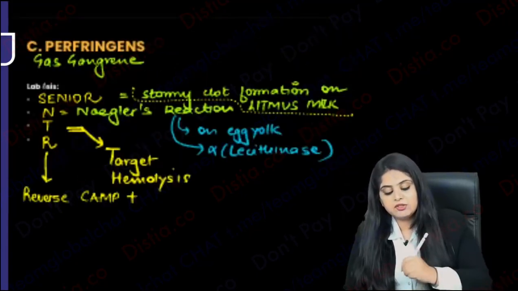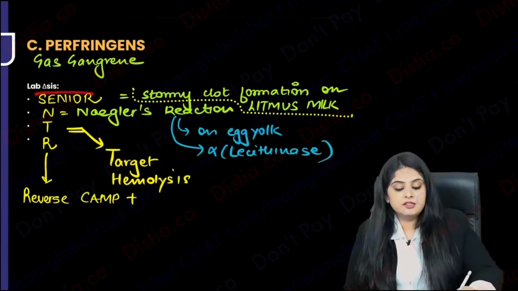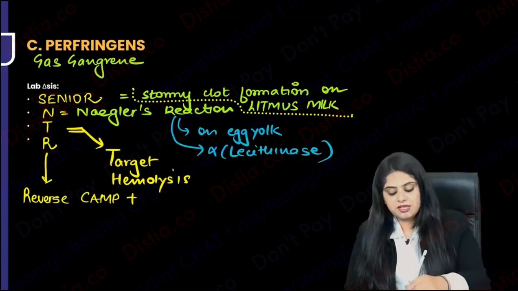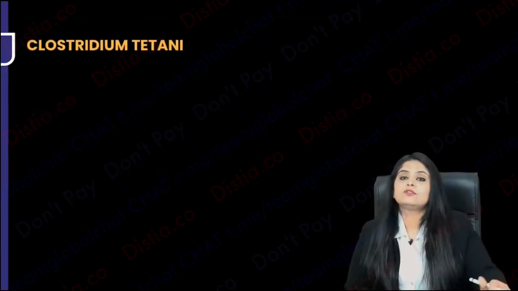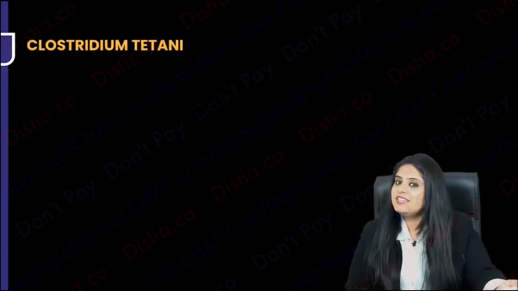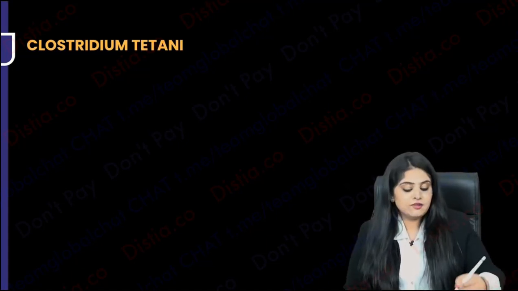I hope that is okay, because that wraps up senior NTR. There is stormy clot formation, Nagler's reaction, target hemolysis, and reverse CAMP test. Perfectly done. And that means we are done with our story of Clostridium perfringens, because treatment we have anyway done earlier. Sorted, guys. Shall we move on with the next one?